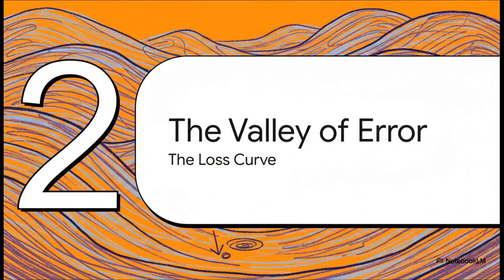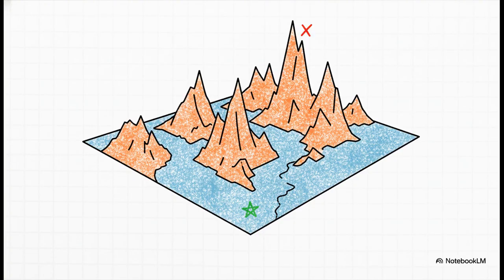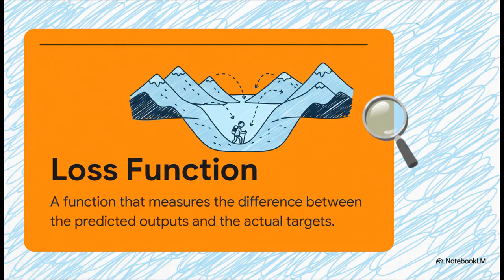Well, to understand this, we need a really powerful metaphor. I want you to imagine that every single possible guess for m and b exists somewhere on this massive invisible landscape. And the height, or the altitude, at any point on this landscape is the error score for that guess. So really high mountains are terrible guesses with lots of error, and these deep, low valleys are great guesses with very little error.